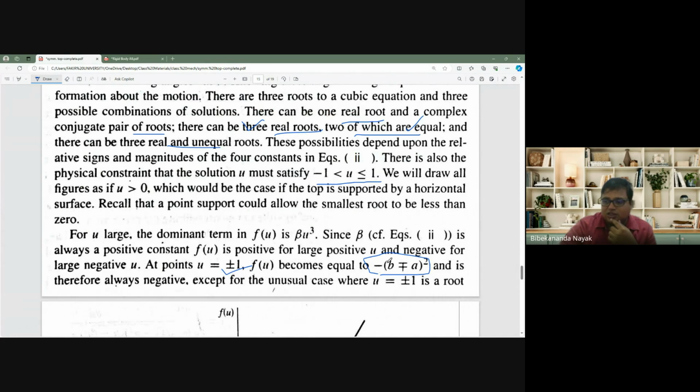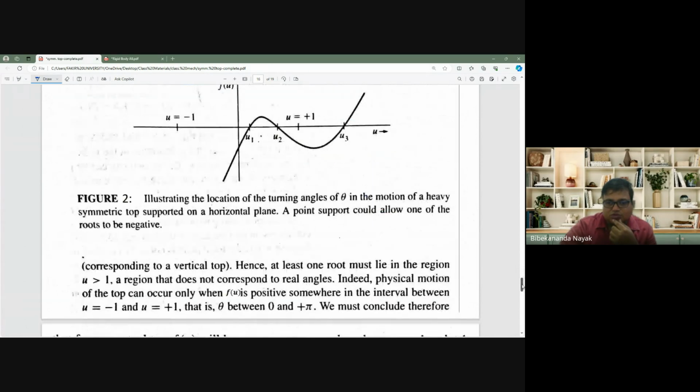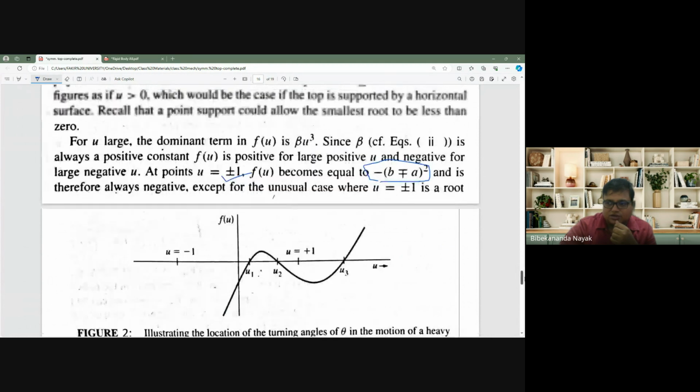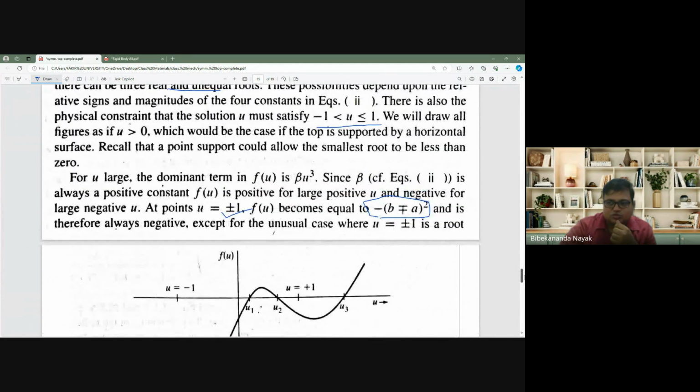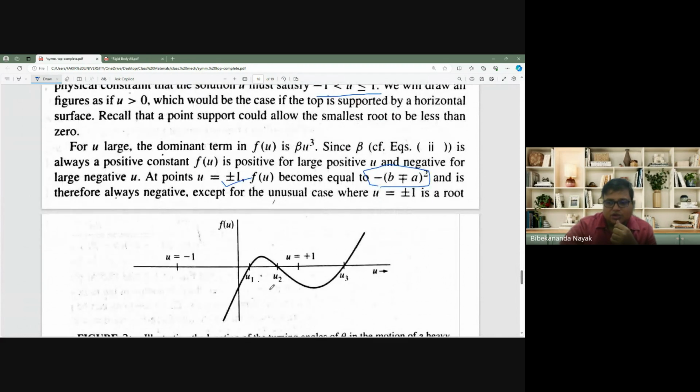At u equal to ±1, f(u) becomes minus (b minus a) square, and therefore is always negative, since a square is always positive, except for the other case where u is plus or minus the root. At u equal to plus or minus 1 it is negative, but for large u it is positive.